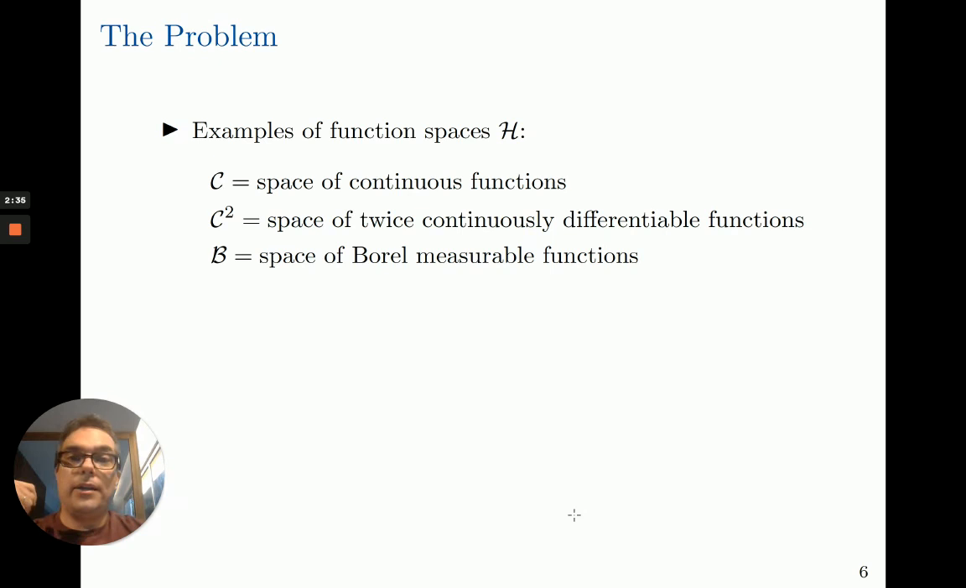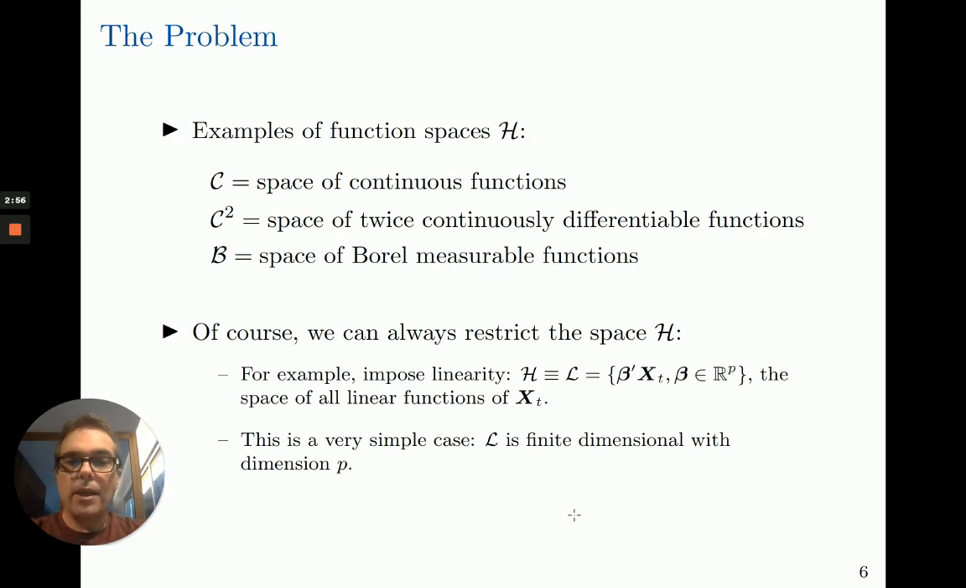Okay? What are examples of function spaces? We can consider the space of continuous functions. We can consider the space of twice continuously differentiable functions, or you can go to more general spaces and look at the space of Borel measurable functions.